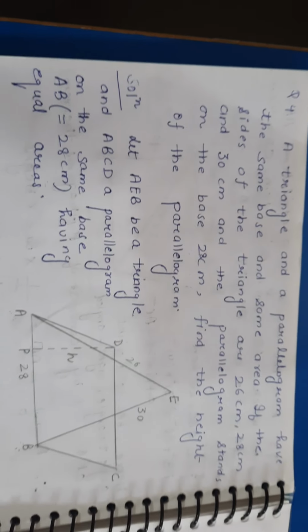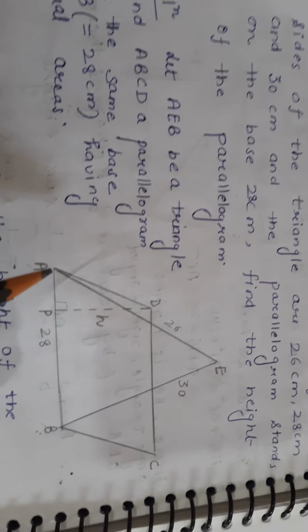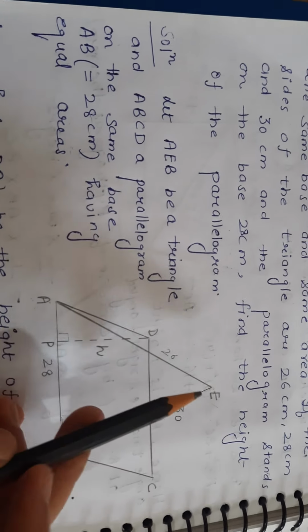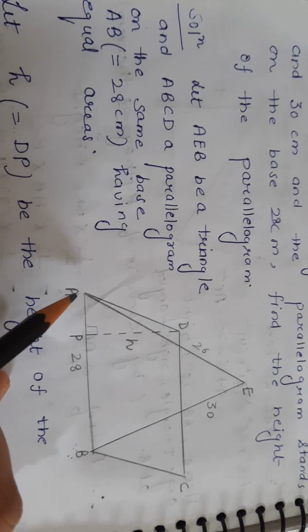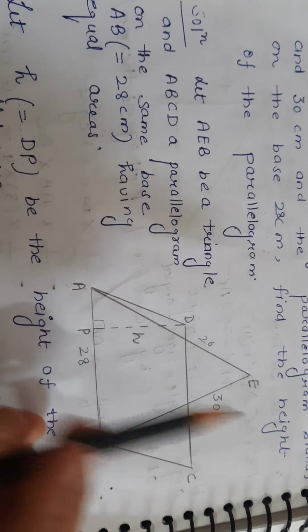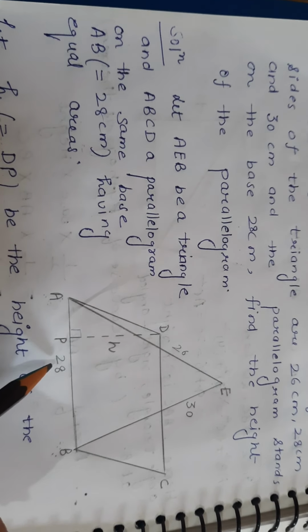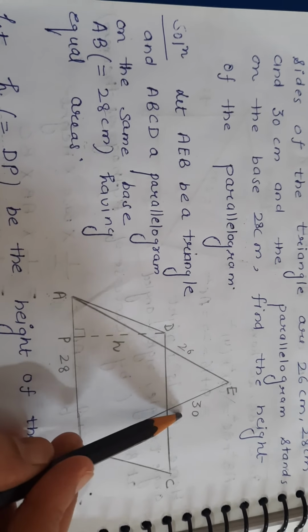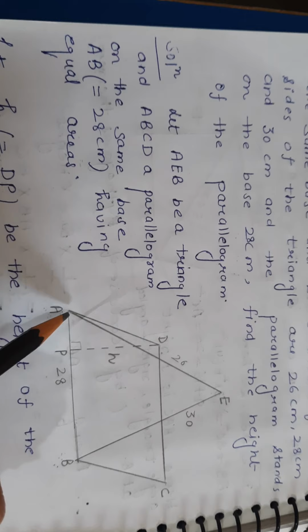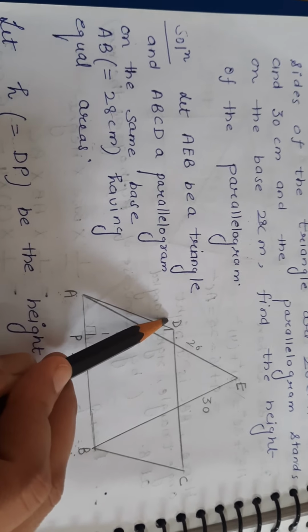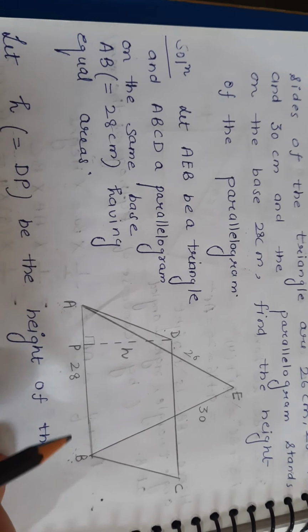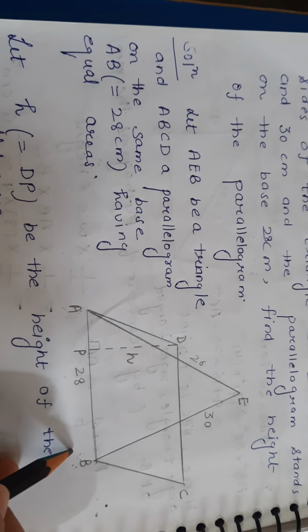Now you need to find the height of the parallelogram. Just look here. Triangle ABE, right? Both the parallelogram and the triangle are on the same base. So in triangle ABE, the sides of the triangle given in the question are 28, which was the base, the other is 30, and let this be 26. And the parallelogram ABCD. This is your parallelogram which has the base AB as 28 centimeter. And in the question you need to find the height of the parallelogram.